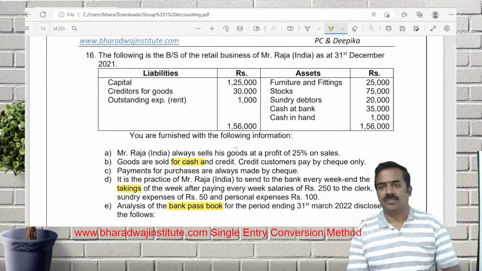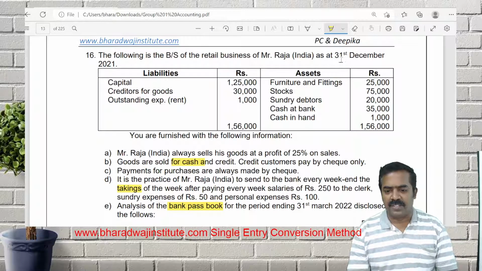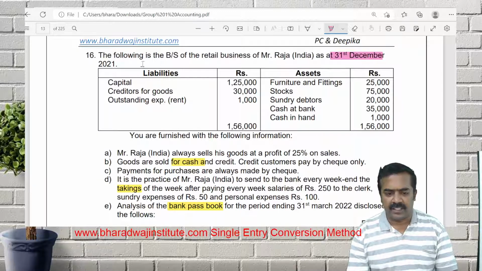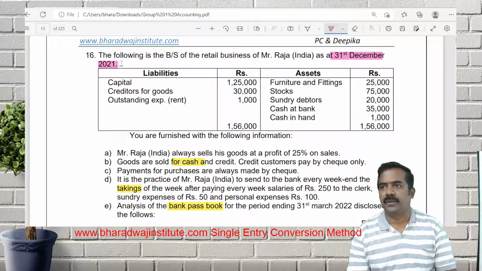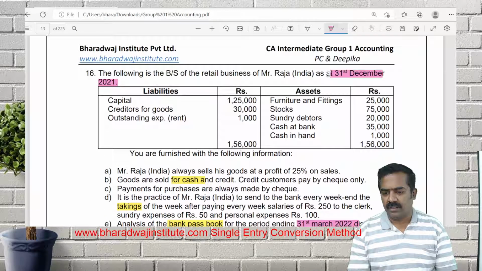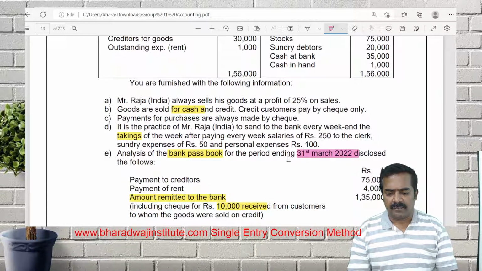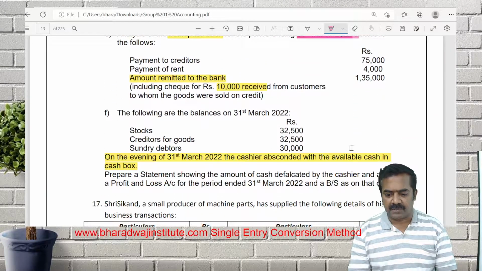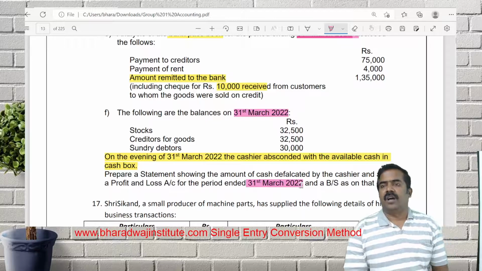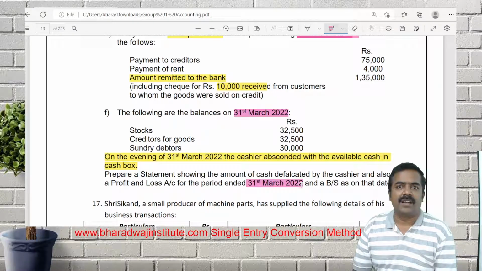Two or three things, you have overlooked and made mistakes. Wait, pay attention. When the balance sheet is given as of 31st December 2021, for the period ending 31st March 2022, we are given the balance sheet on 31st December 2021, for the period ending 31st March 2022. So how many months of income statement and balance sheet are we going to work out?